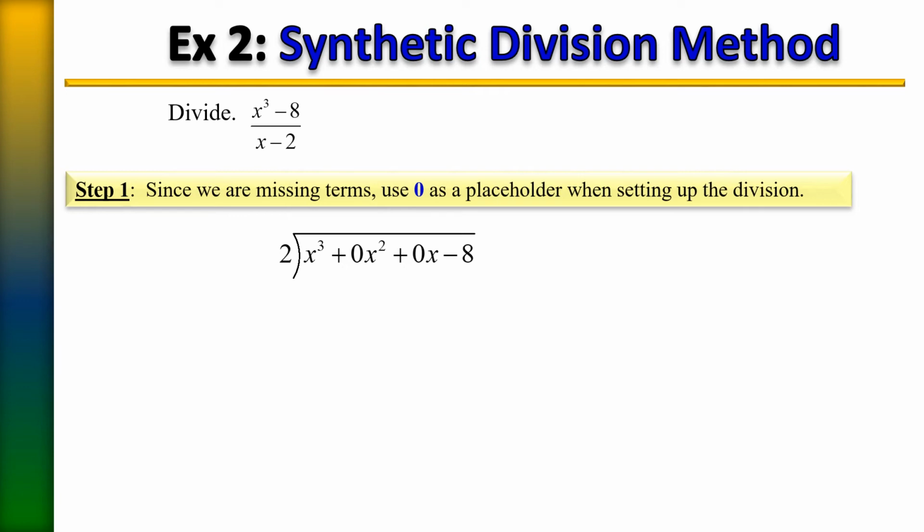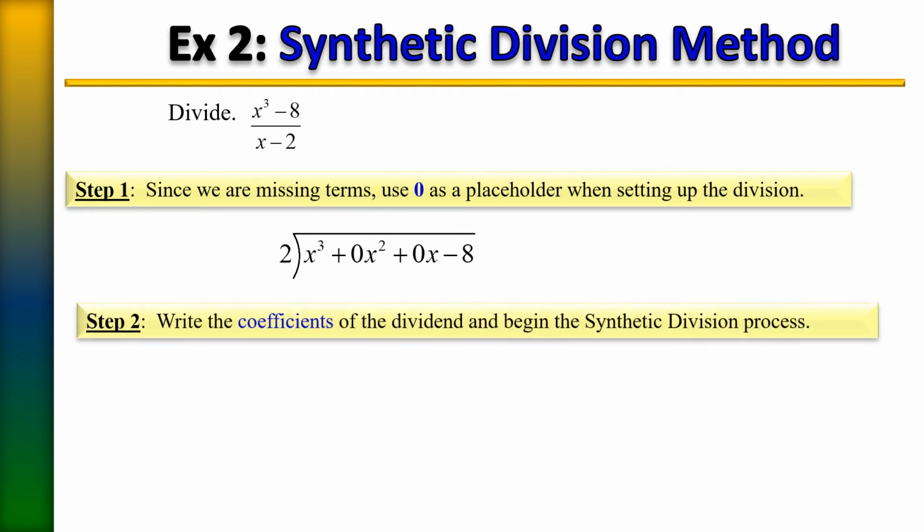So let's go through and identify our coefficients. The coefficient of the first term is a 1. Remember, we don't put a 1, but we know it's there. The coefficient of the second term is 0, 0 for the third term, and the coefficient of the last term is a -8. So we're going to go ahead and take our coefficients along with our divisor so that we can begin the synthetic division process. So let's go ahead and begin by bringing down the 1.